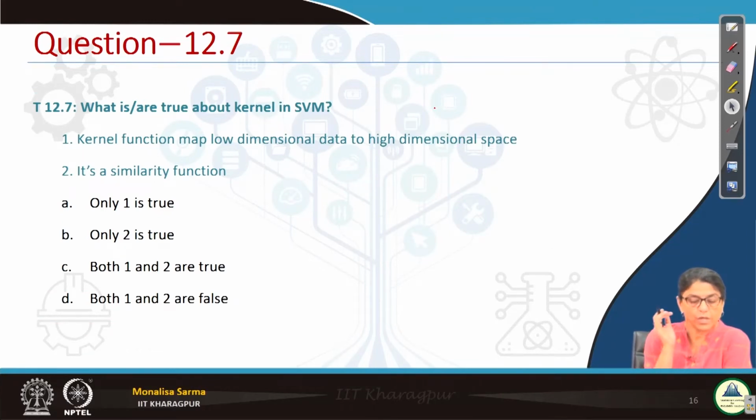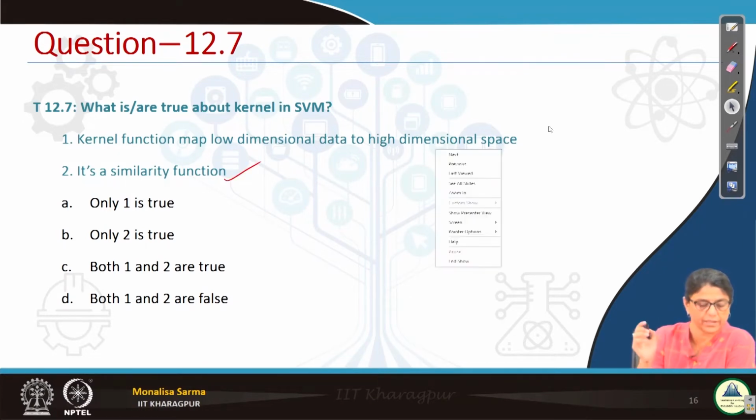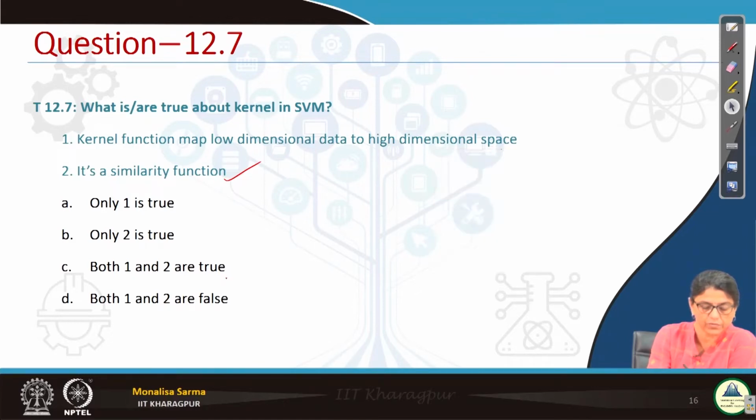What is true about the kernel in SVM? Kernel function maps low dimensional data to high dimensional space. This is obviously it does that, doesn't it? Kernel function, what is that? It implies the similarity in the transform space, taking the data from the input space, isn't it? So it is a similarity function. So both are correct. Both 1 and 2 are true. This is the answer.